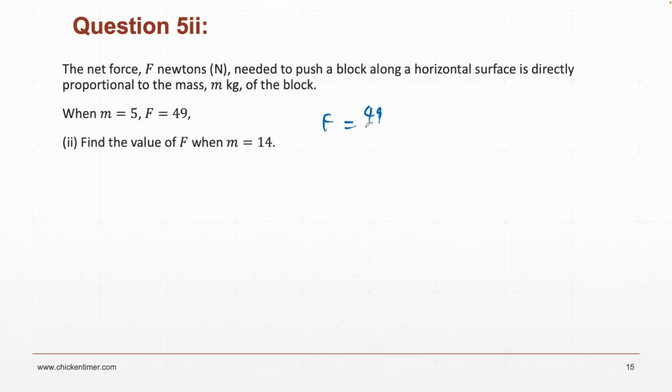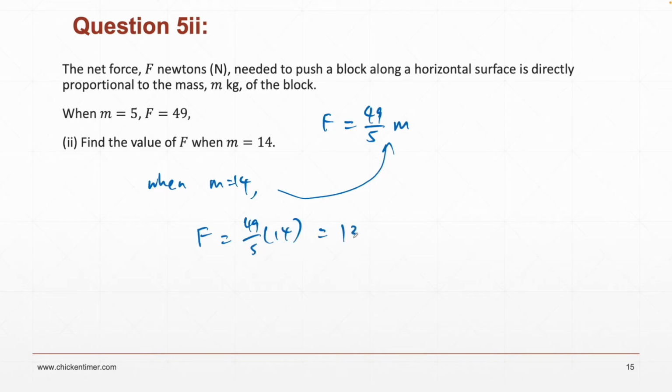F equals 49 over 5m. We are now given the value of m. So when m equals 14, we are supposed to find out what F is. So we will substitute m into this equation. So we will get 49 over 5 times 14. So this would give me 137.2 newtons.